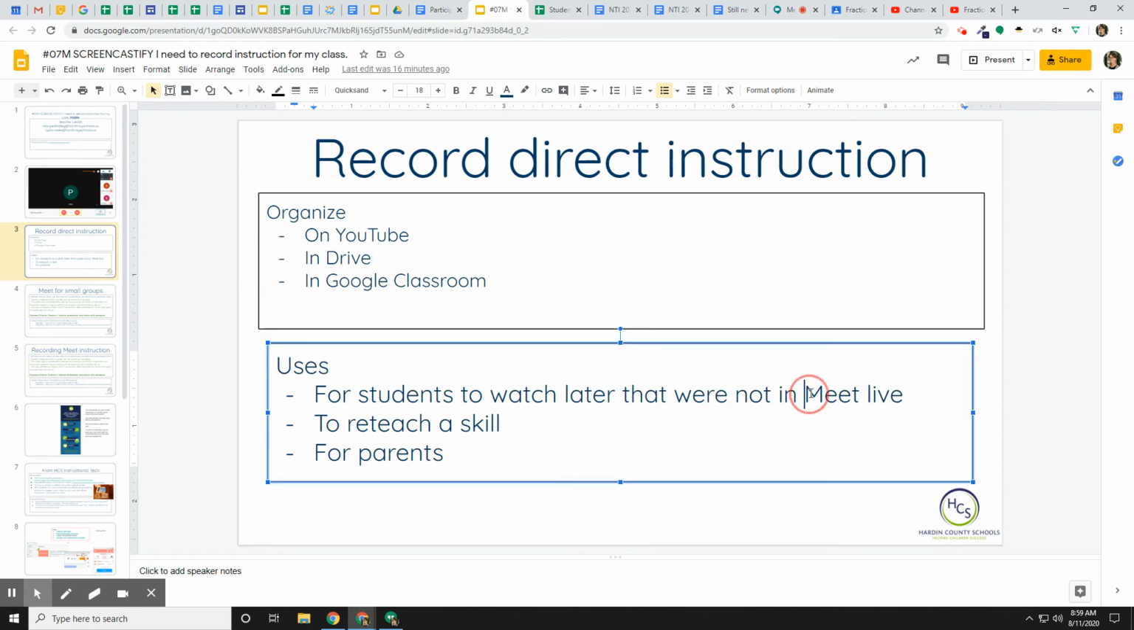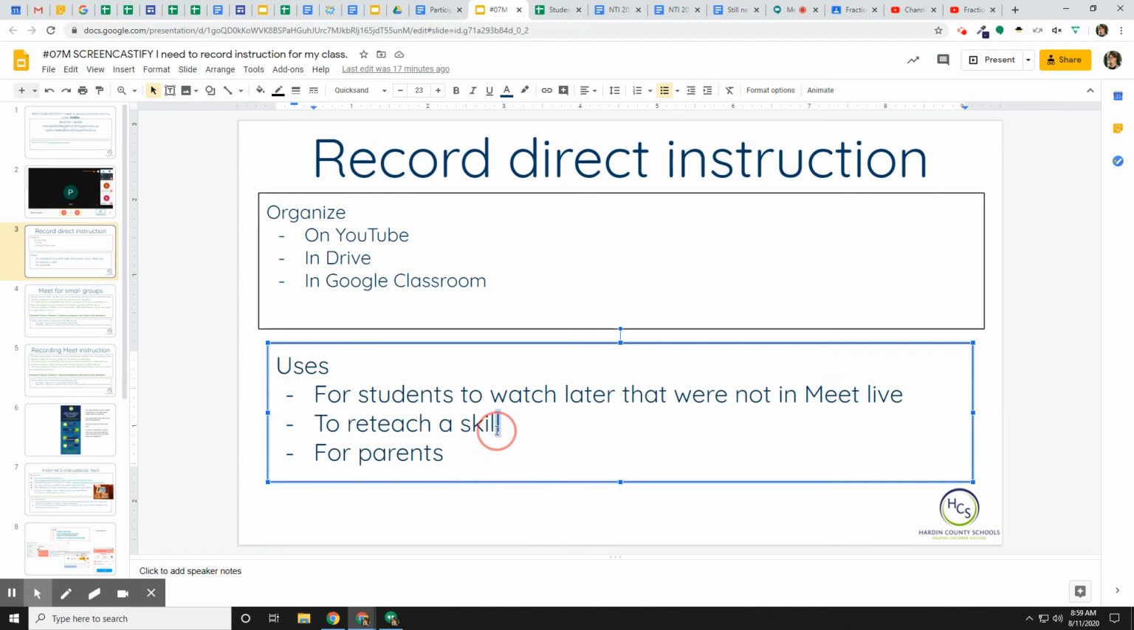the direct instruction. I'm going to screencast that. Then I'm going to turn that off when I'm done talking about my skill. Going to go ahead and do whatever it is that I need to do during that meet with the class that's live. But then I'm going to organize these later and get those out either on my YouTube channel or in my classroom with the topic so that students who were not there live during the day can watch it and then do an assignment on it.